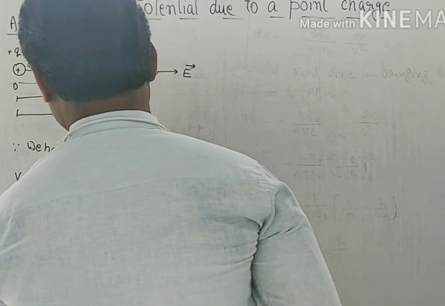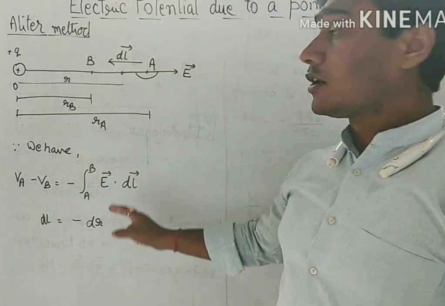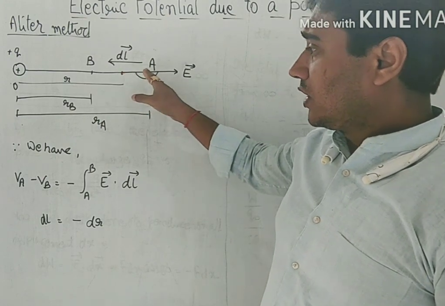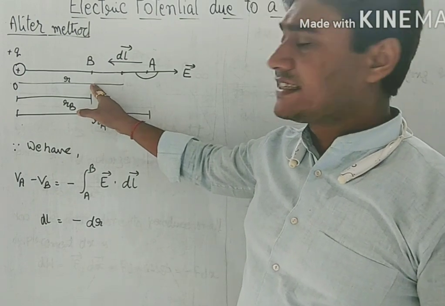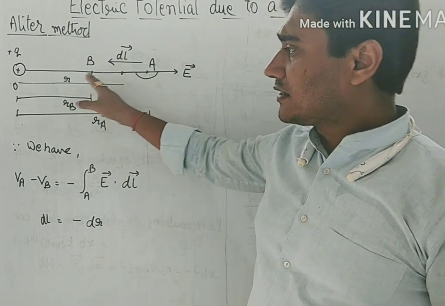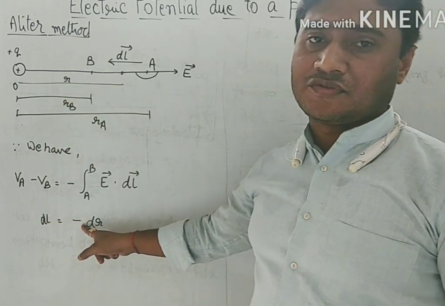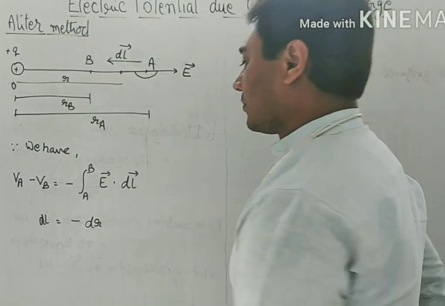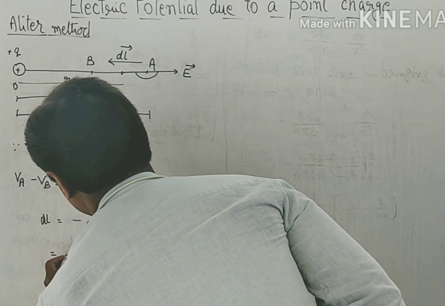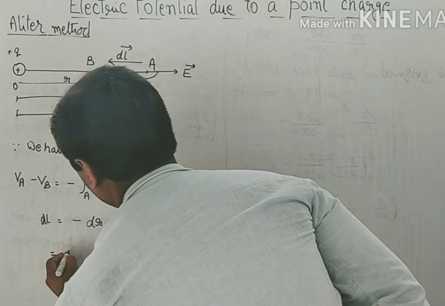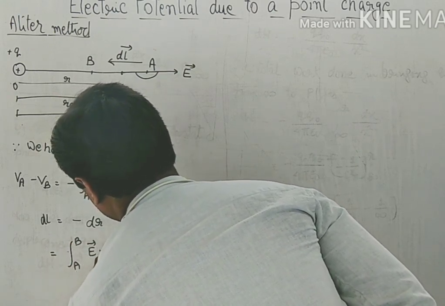Why am I writing this? dl equals minus of dr, as dl, when the test charge approaches towards the source charge, this length decreases. As dl increases, dr or r decreases. So for that reason I am putting negative sign here. Understood? Okay. So just placing this back, we have this negative sign, and this negative will make plus integral A to B vector E dot vector dr.